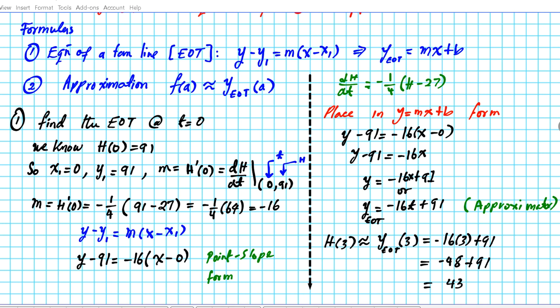On the AP exam, this particular problem was a three-pointer. You get 1 point for getting the slope correctly. Where was the slope? Negative 16. You get 1 point for that. You get another point for getting the equation of the tangent line. And then you have another point for using the equation of the tangent line to approximate the function, for a total of 3 points for 4A.